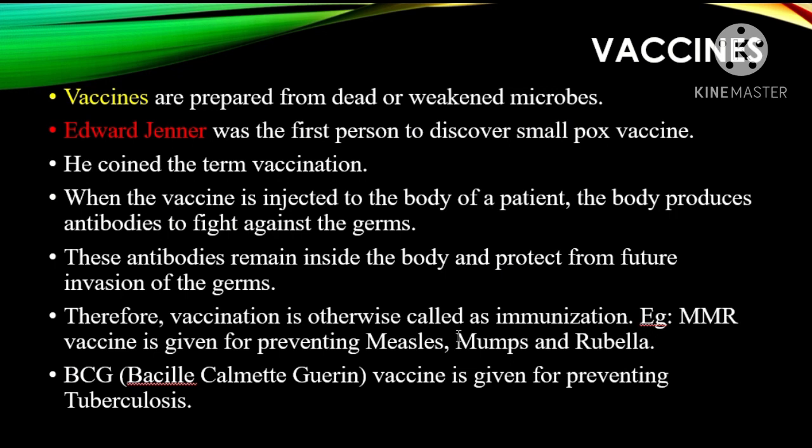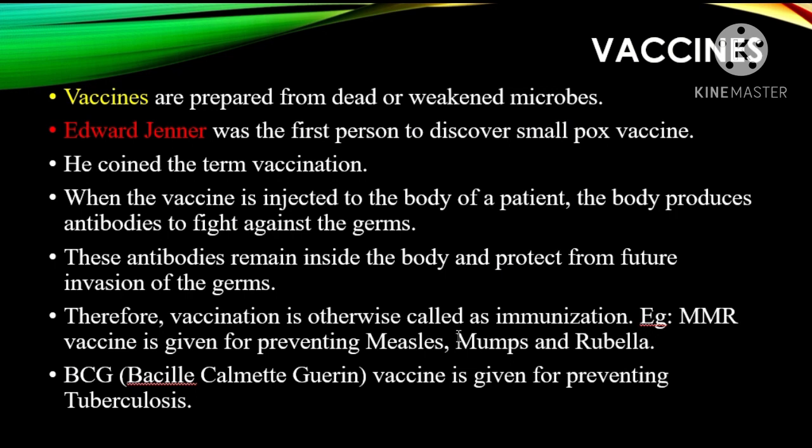And what is MMR? The MMR vaccine is given for preventing measles, mumps and rubella. That is commonly called the MMR vaccine. The first dosage is given during the period of 9 to 15 months of age, and the second dosage is given from 15 months to 6 years.